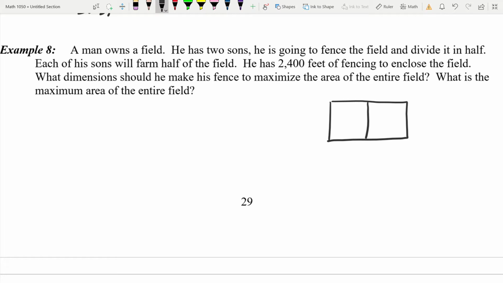Tell me how many W's we have. 3 W's. W, W, W. How many L's do we have? 2 L's. L, L. Okay. So we have 1,200 has to cover 3 W's and 2 L's. Tell me what to do. Solve for L. Solve for L. So you have 2L equals 1,200 minus 3W.